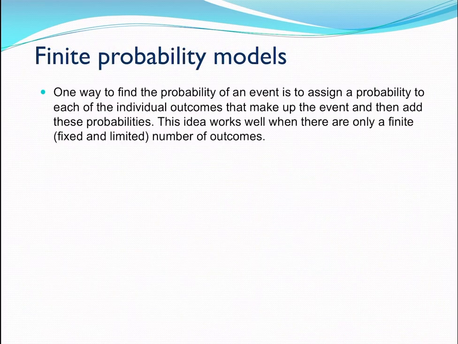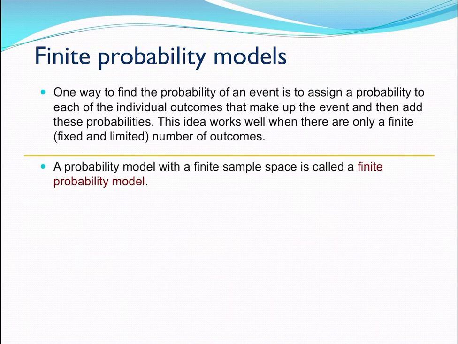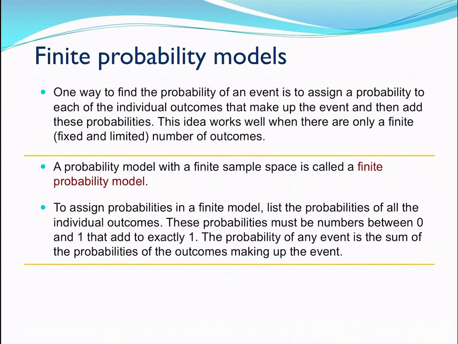Finite probability models are what we're going to talk about next. One way to find the probability of an event is to assign a probability to each of the individual outcomes that make up the event and then add up these probabilities. The idea works when there are only a finite, so fixed and limited, number of outcomes. A probability model with a finite sample space is called a finite probability model. To assign probabilities in a finite model, you need to list the probabilities of all the individual outcomes. These probabilities must be numbers between 0 and 1 that add to exactly 1, right? Because the probability of all possible outcomes has to add up to 1.